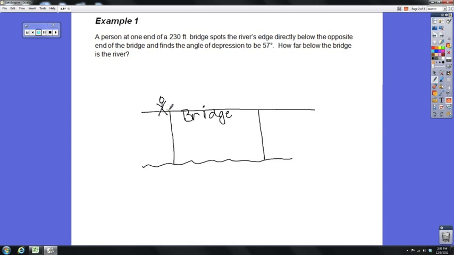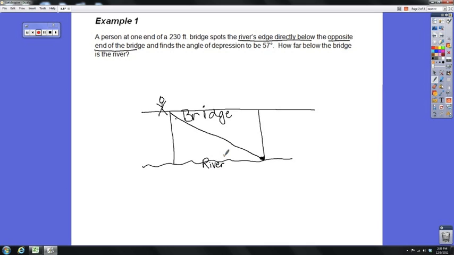So this person is looking at the opposite end of the bridge and looking at the river's edge directly below. So they're looking at the river right down here. So this is where they're looking at the river's edge directly below the opposite end of the bridge. And they find the angle of depression. So this person is looking straight down here. That's supposed to be a straight line. Is looking straight down here at this river's edge. This is our river.